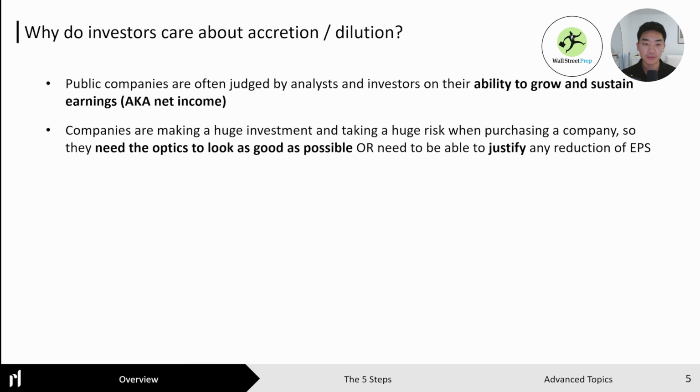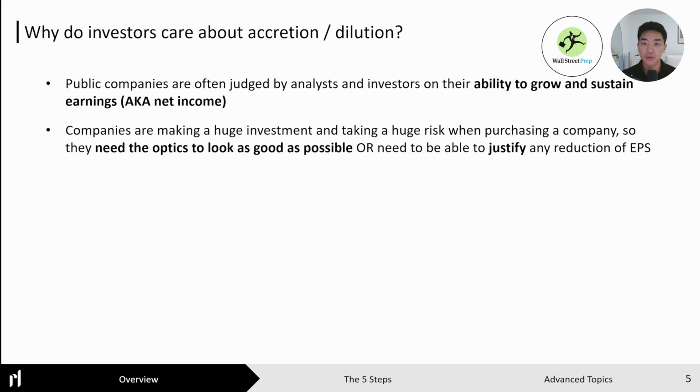With that said, a lot of times some acquisitions are dilutive, and that can be okay as well as long as there's strong rationale. So it's not purely whether or not a deal is accretive or dilutive.